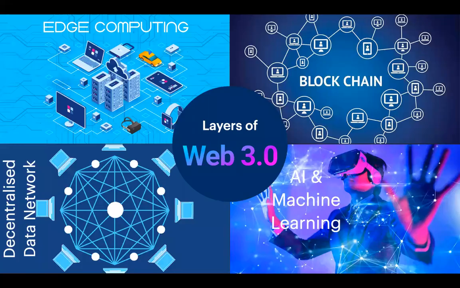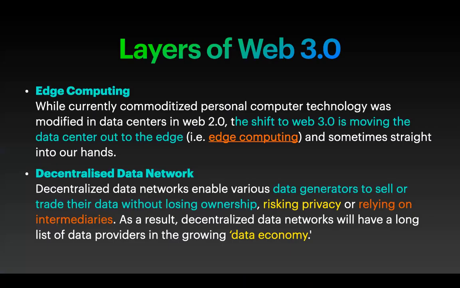So there are different layers. We will discuss the different layers of Web 3.0: edge computing, blockchain, decentralized data networks, and AI and machine learning. These are four different layers which help Web 3.0 to exist. Edge computing, data centers.